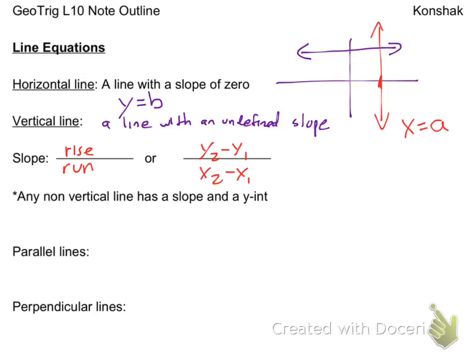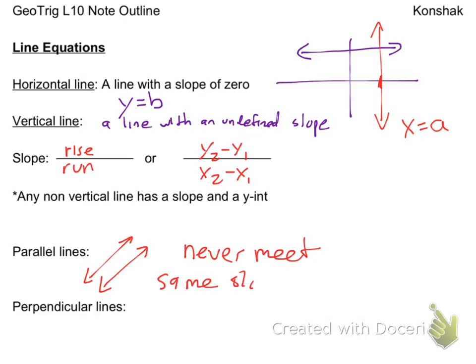Parallel lines. Obviously we all know what parallel lines look like. Parallel lines look like this. And the special thing about parallel lines is they never meet, right? They never meet. And the cool thing about it, they have same slopes. The slopes are the same. So I told you the slope of line 1 was 4, then the slope of line 2 is 4 as well.